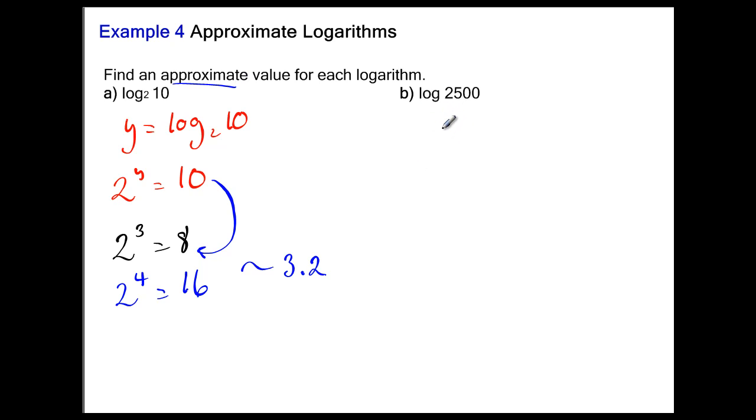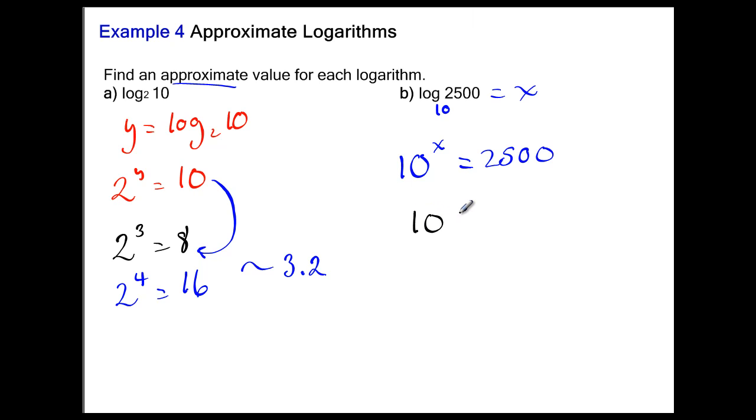Same thing holds true here. I'm going to make this equal to x. The base is 10, even though it's not written in, we understand it is. And so 10 to the power x is equal to 2500. Again, there's no value that I can plug in right now that I can see will equal 2500, so I'm going to use some estimations.